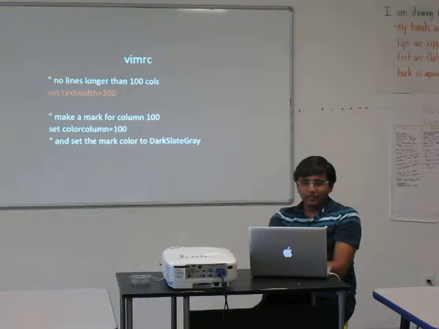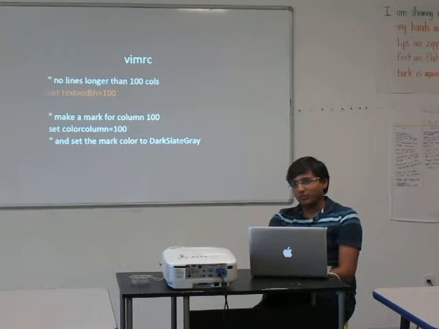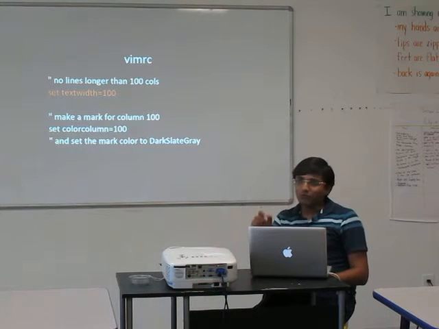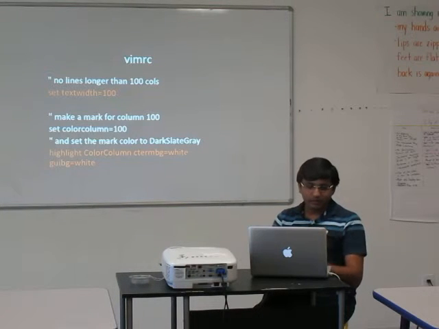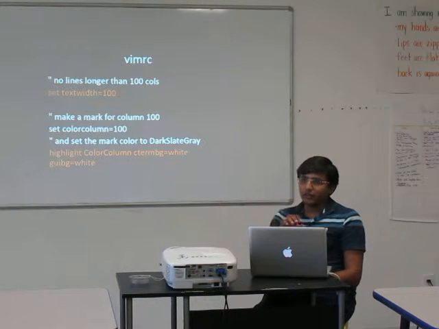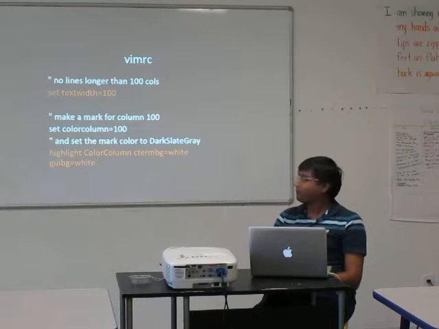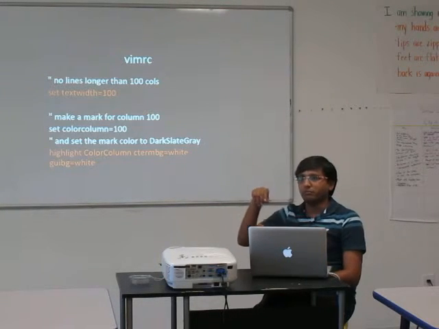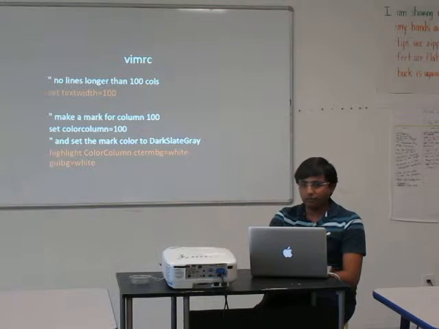The next one is how you can highlight the 100th column. You can color code that column to show you that this is your boundary. You can do it with this little code: highlight ColorColumn ctermbg=white is for the terminal, and for the GUI-based version it is guibg=white. I'll show you when I show you the demo of plugins, you can see that on my Vim editor, so you can have a better idea.